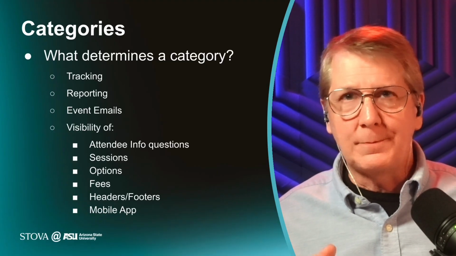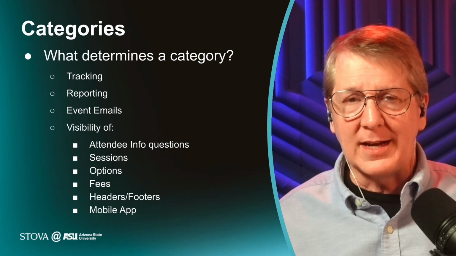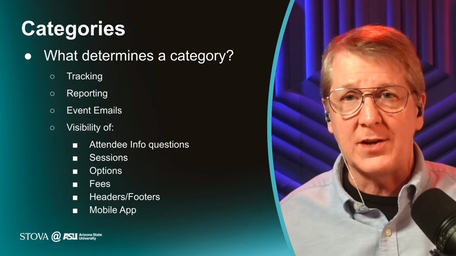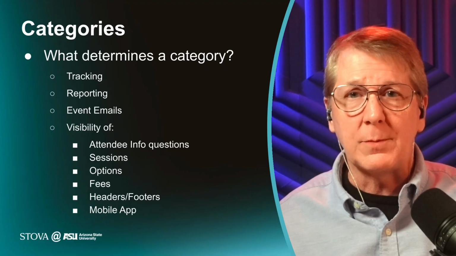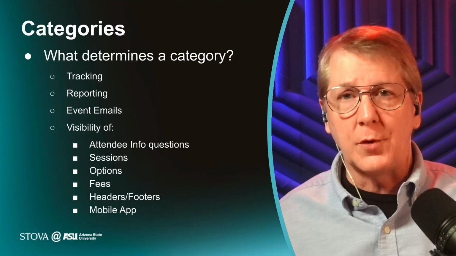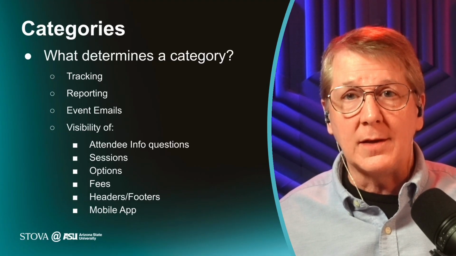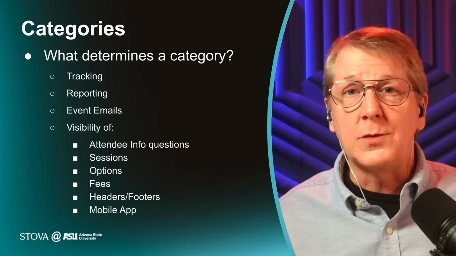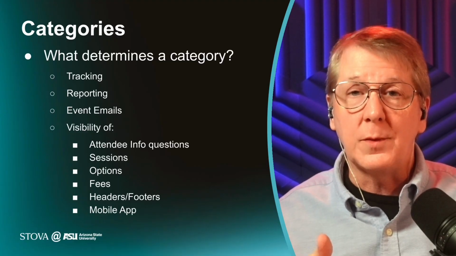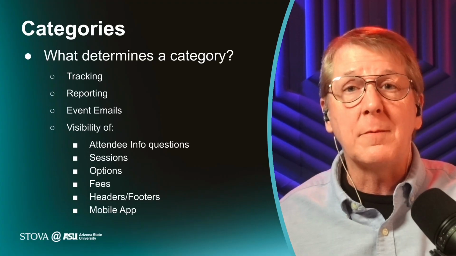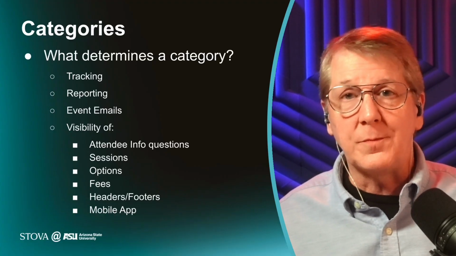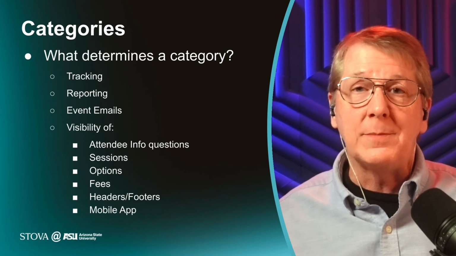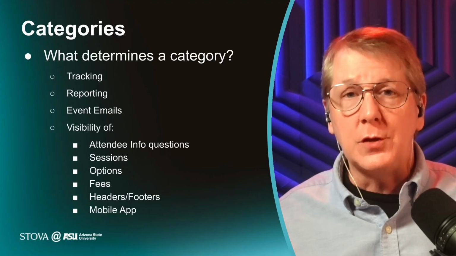But as you're designing your registration site, think about how you want to track people as they come through the registration site. How do you want to separate them for reporting and for other purposes, or for sending event emails? In my example, I'm going to be sending emails to attendees, but also to exhibitors and to sponsors. So when they get the confirmation, perhaps I want to have different messages for those different types of people coming into my system. You can also control what people see in the system using categories.